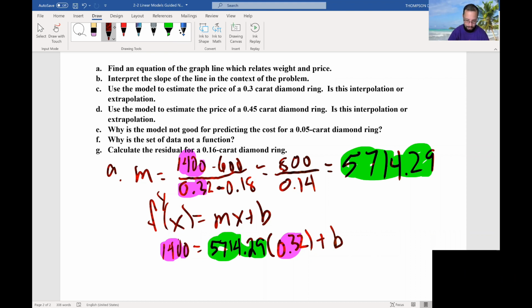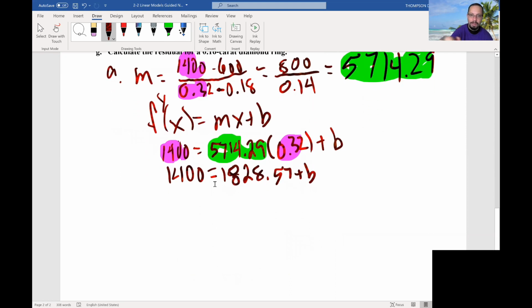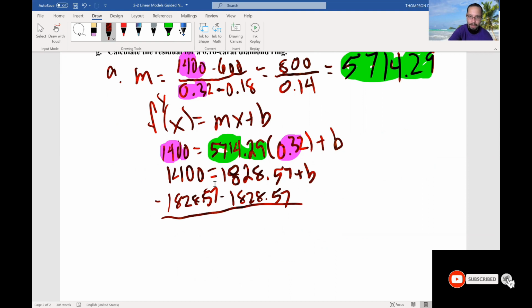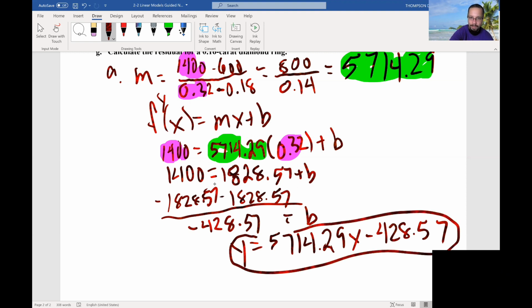5714.29 times 0.32 gives me 1400 equals 1828.57 plus b. I'm going to subtract 1828.57 from both sides, and we end up with b equals negative 428.57. So this gives me my equation as y equals 5714.29x minus 428.57. And there's the equation of my line, and we're done with part A.